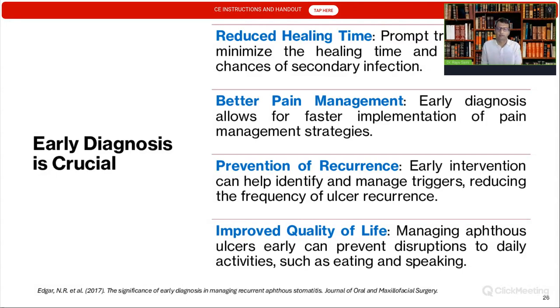Prevention of recurrence. When we do early intervention, we can change lifestyles, we can do diet modification, and we can give the patient the right oral care products in order to avoid the recurrence of aphthous ulcers. So these things play a big and major role.